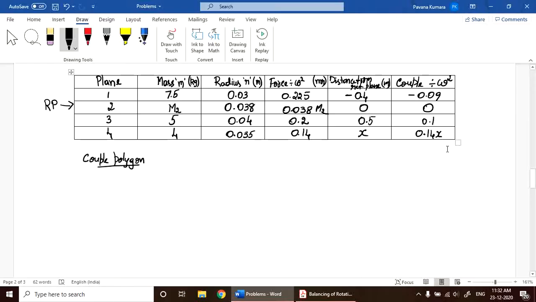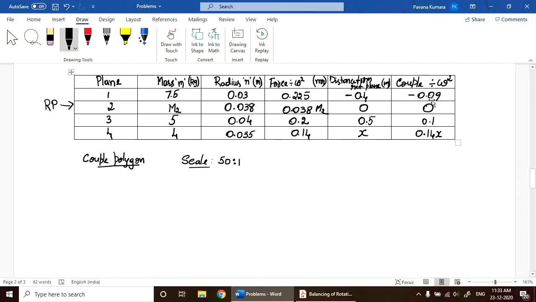Clear? Okay, so first I will start with plane 1, which has minus 0.09 as the value. We have to enhance this value by taking a certain scale. So we will take a scale of 50:1. That means we are multiplying with 50 because the value is very small here. Clear? So we will do one by one. So first one is minus 0.09.